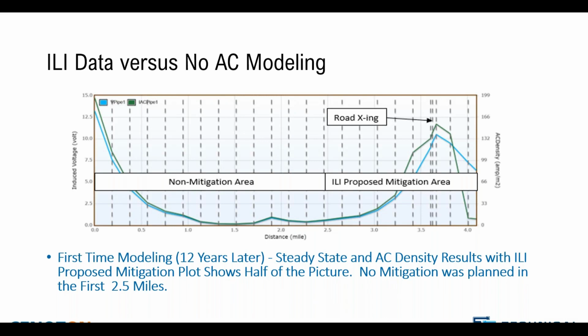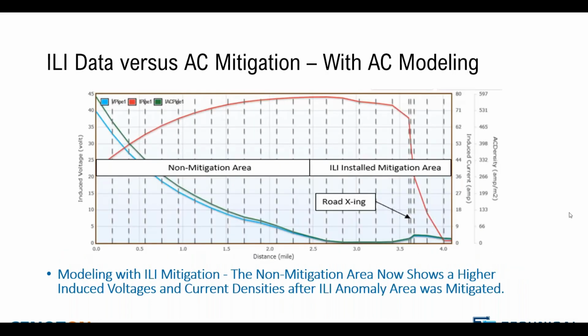Well, the non-mitigated area looked pretty good, except for a few areas over here. But other than that, the steady state AC and AC current density ILI plot shows only half the picture. No mitigation was planned in the first 2.5 miles. None. Now, nobody did any modeling till later. But anyway, let's go to the next slide, and we'll see what happened.